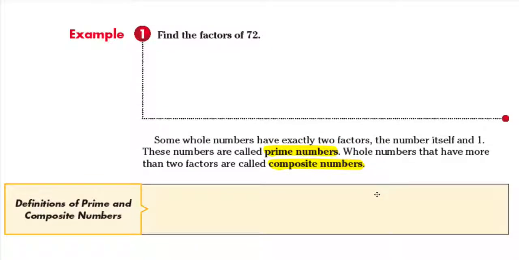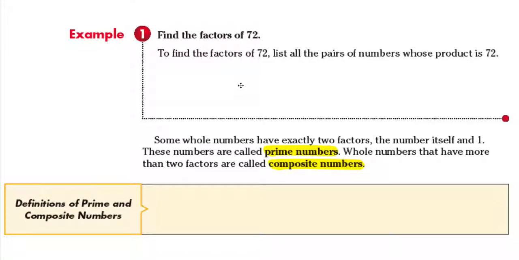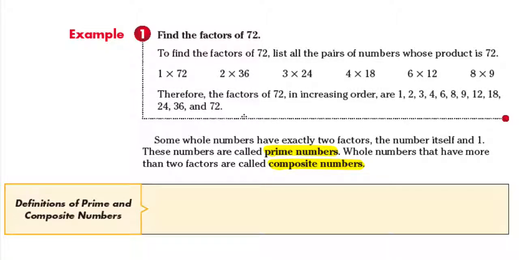Let's take a look at example number 1. Find the factors of 72. From what we learned in 6th grade and 7th grade, we want to list all the pairs of factors whose product is 72. We have 1 times 72, 2 times 36, 3 times 24, 4 times 18, 6 times 12, and 8 times 9. Therefore, the factors of 72 in increasing order are 1, 2, 3, 4, 6, 8, 9, 12, 18, 24, 36, and 72. We simply list all of them in increasing order.